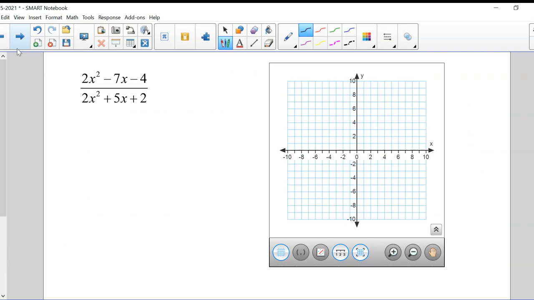What does this one look like? Well, we're going to do the same thing again. But does this mean that the horizontal asymptote is at x equals 1? Well, it might be. But the first thing we have to do is figure out if this can be factored and can this be reduced.